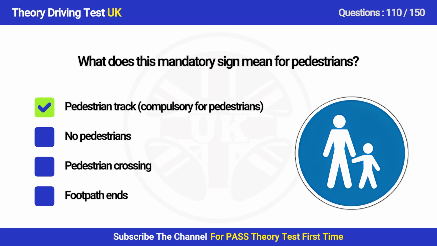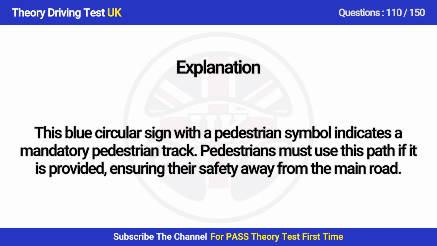Answer is A. Pedestrian track compulsory for pedestrians. This blue circular sign with a pedestrian symbol indicates a mandatory pedestrian track. Pedestrians must use this path if it is provided, ensuring their safety away from the main road.